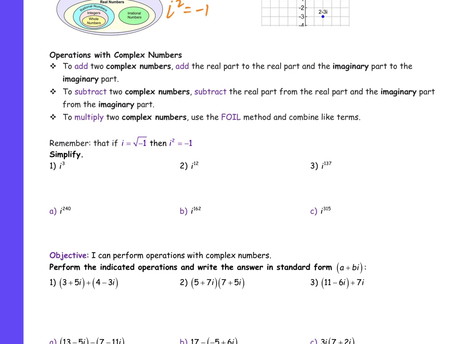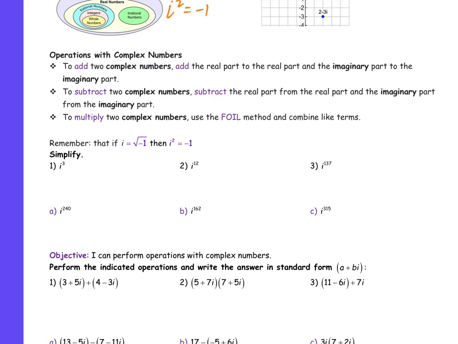Okay? So operations with complex numbers. To add complex numbers, we add the real part to the real part and the imaginary part to the imaginary part. So basically, we're just adding like terms, adding or subtracting, because it has an i on it. To subtract, same thing. We're subtracting the imaginary part from the imaginary part and the real part from the real part. To multiply, use the FOIL method. I hate this one. The FOIL method, or distribute, and combine like terms.